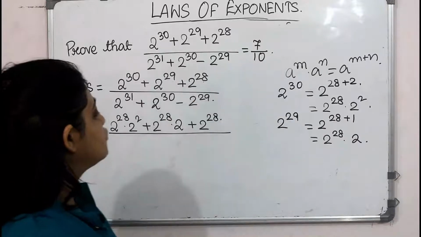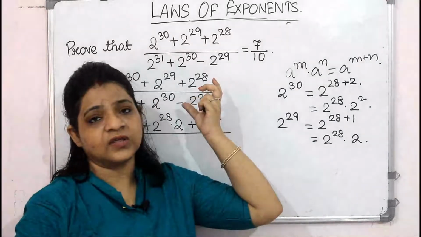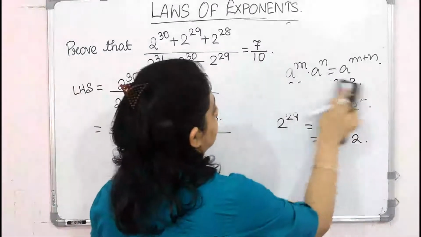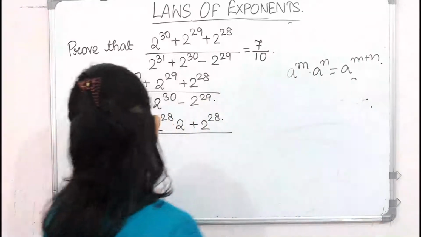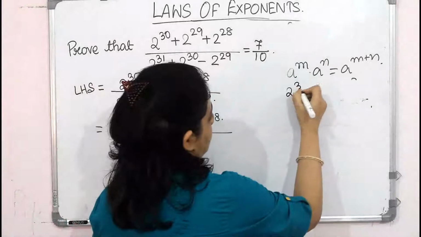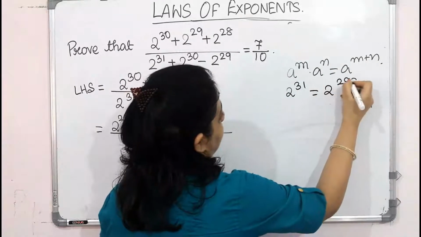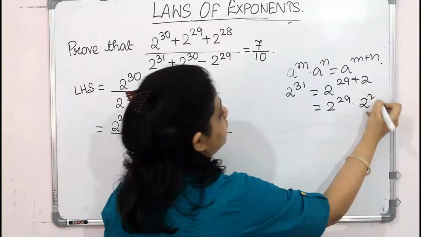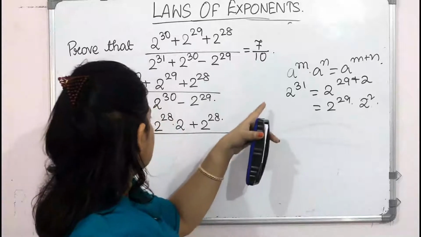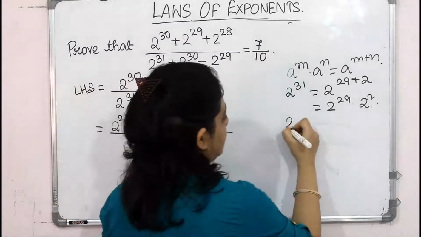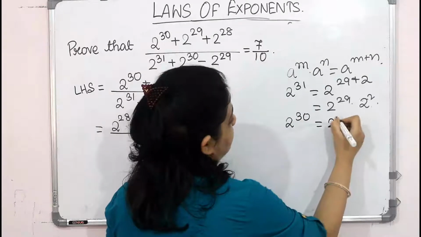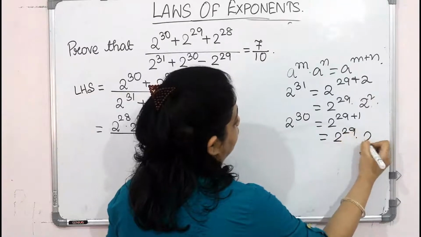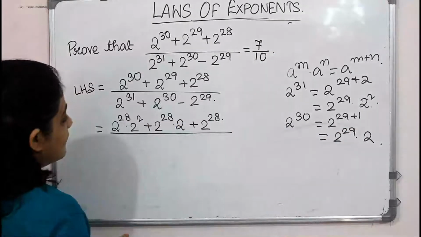Now here, 2 to the power of 29 I have chosen as the lowest power. So let's see 2 to the power of 31. I can write 2 to the power of 29 plus 2. So that is 2 to the power of 29 into 2 square. Okay. Here you can write 2 to the power of 30 as 2 to the power of 29 plus 1. That is 2 to the power of 29 into 2. And 2 to the power of 29 is left as it is.